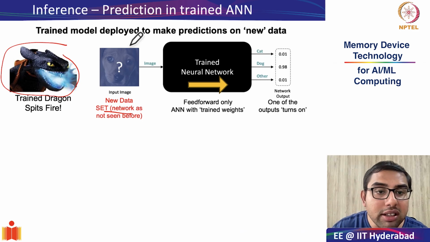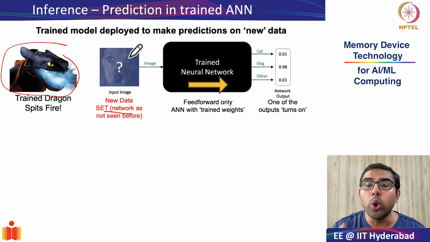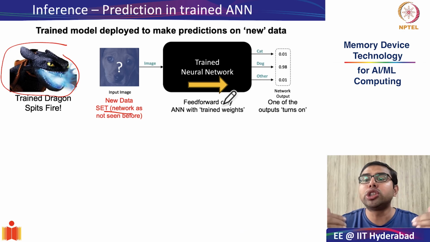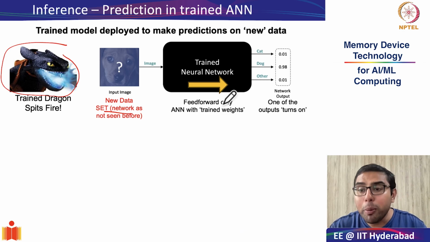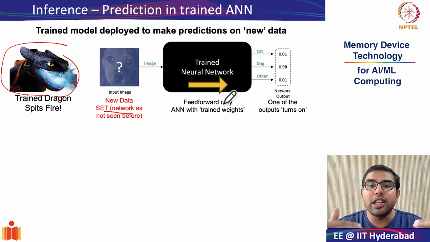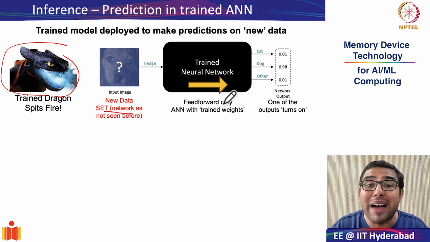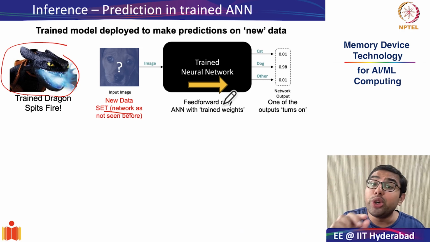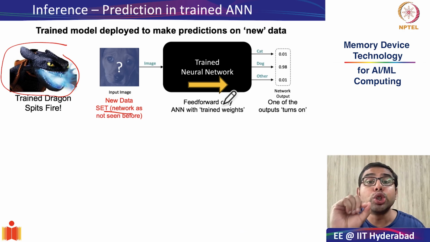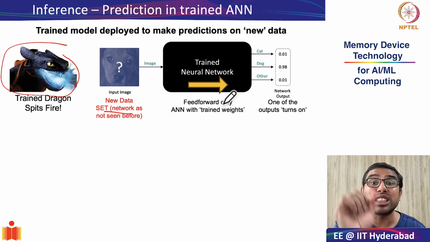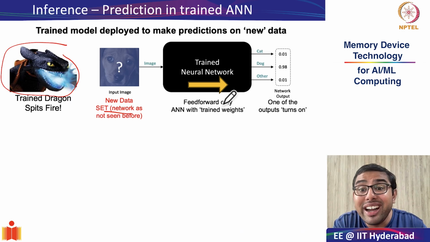First, you feed this unknown data or new data into the input layer of the network. Second, there is only feed forward propagation. The data only flows through the network layer by layer, and this process continues until the data reaches the final output layer. Remember, there is no question of backpropagation because now you are not training the network. So you are not really trying to adjust the weights. That process is already completed.